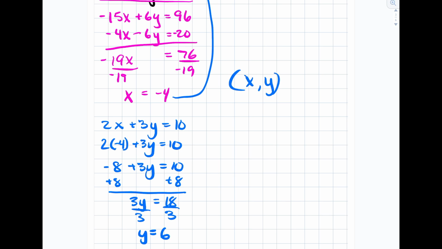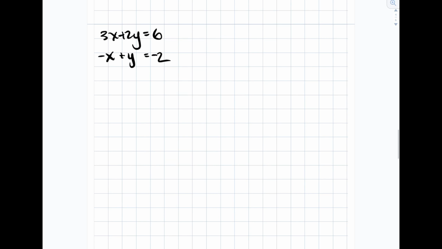All right, last step. X coordinate, y coordinate. Our x coordinate is negative 4, and our y coordinate is 6. There we go. This is our solution. Let's solve.